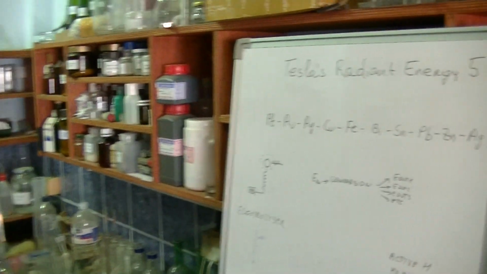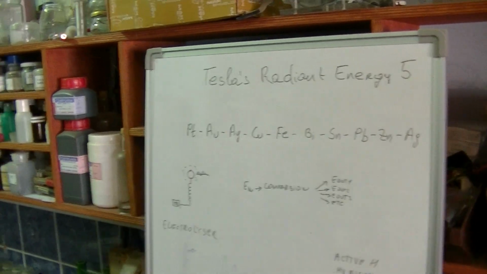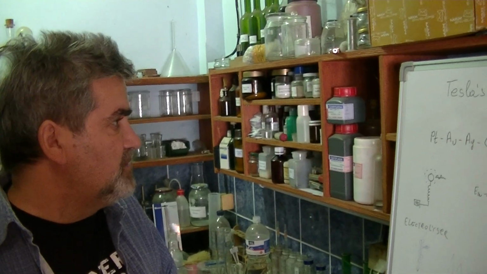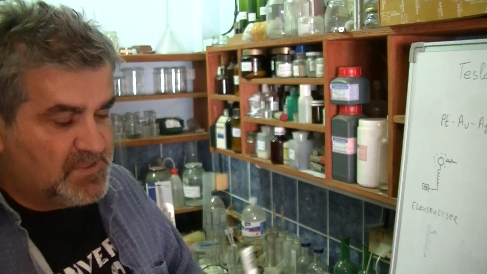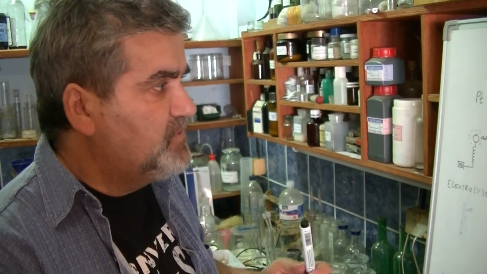Hello, this is Tesla's Radiant Energy 5, maybe the last one about it. After the 4 videos which we made before, we could make a definition of radiant energy. Radiant energy is leakage of energy from the system, from the space which we observe or which we measure.